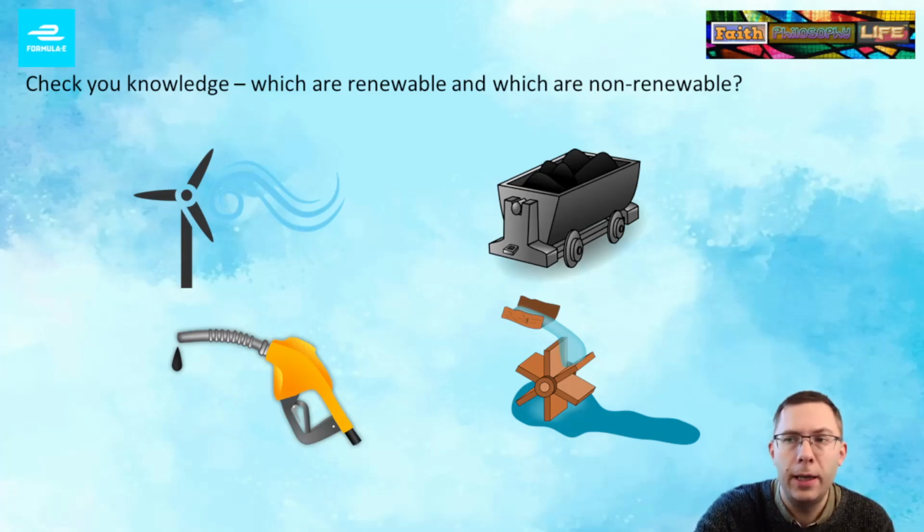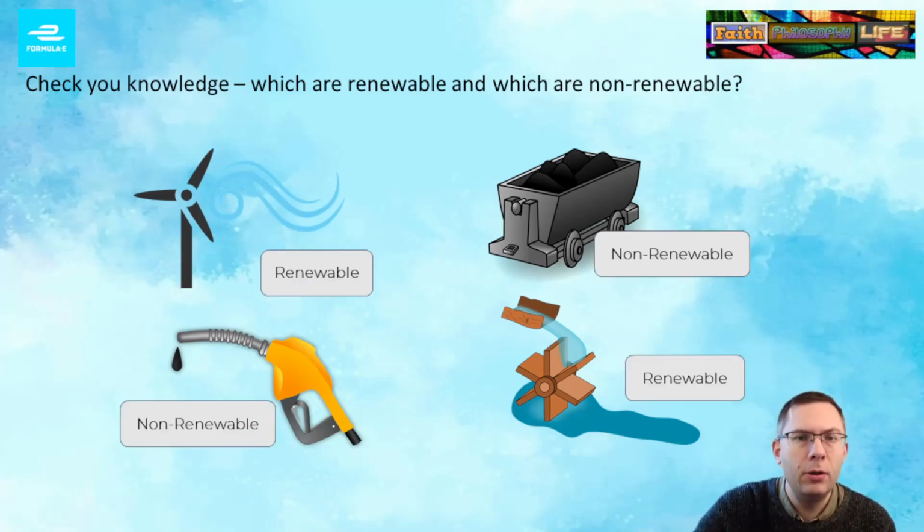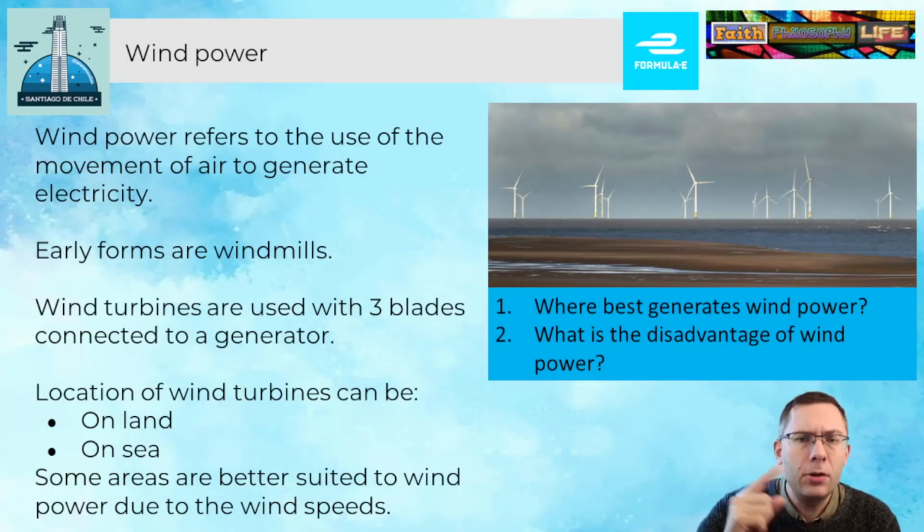Obviously, I can't hear you, but I think this is what you said. Wind turbines were renewable, coal was non-renewable, oil and petrol were non-renewable, and hydro was renewable. Now we're going to drill into those in a little bit more depth. So you've got two questions here which you will need to answer, please. You need to write in full sentences, please, and answer these two questions on wind power.